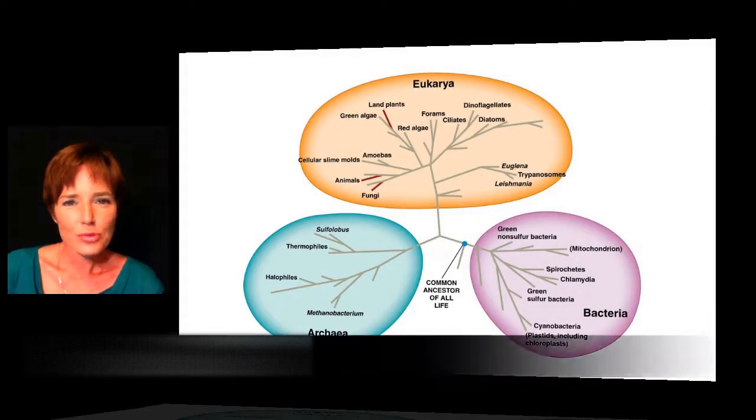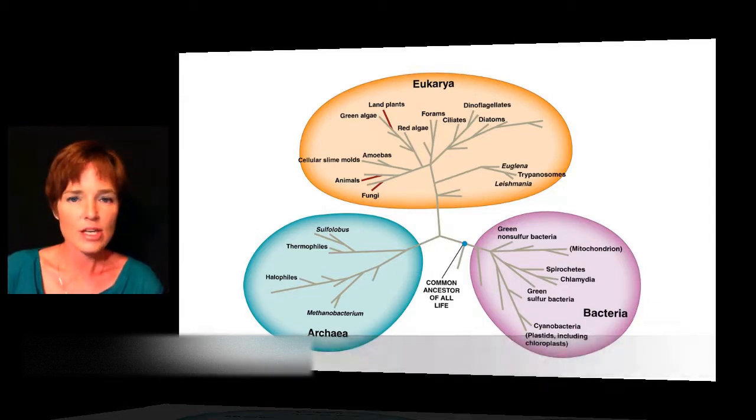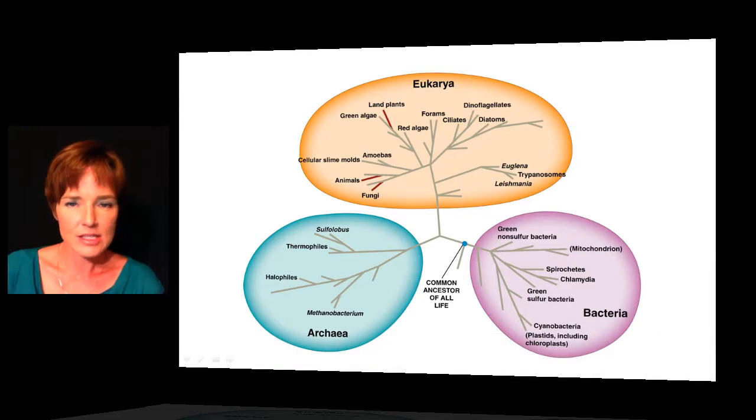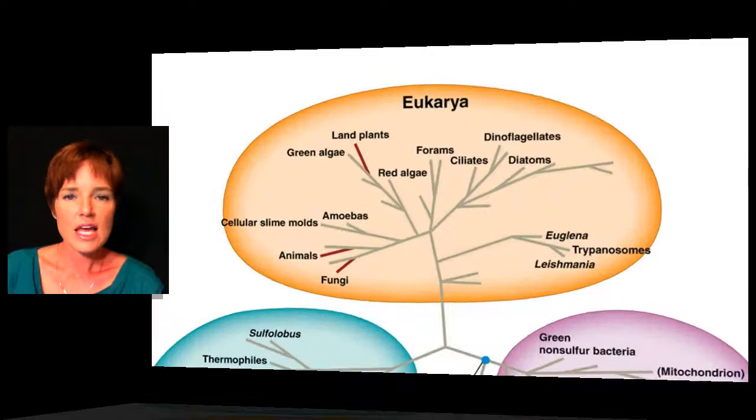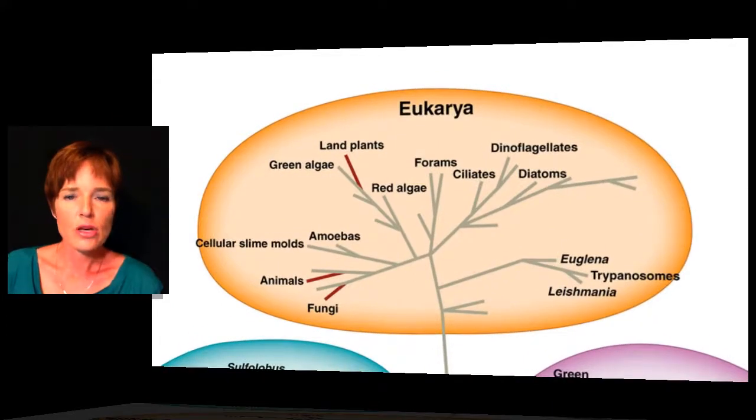Let's review again the three domains of life. Two of these domains, bacteria and archaea, that you see on the bottom of this slide, are both prokaryotic cells. We've now moved into talking about the eukaryotic organisms, and this would be domain Eukarya. We've talked about the protists, which is a very diverse group. We've talked about the plant groups and the fungi, and now we're going to focus in on the animals.